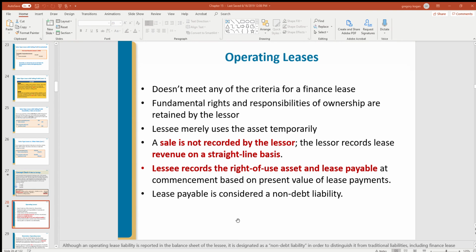So that is the summary essentially of this chapter. We've gone through the difference between the operating lease and the sales type lease and the related journal entries and example questions.